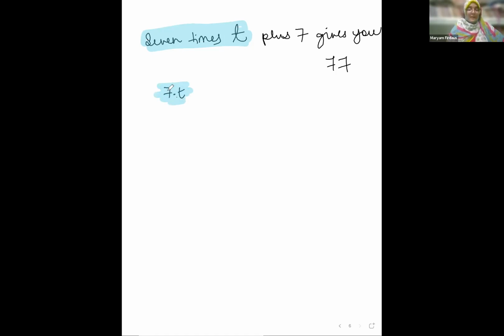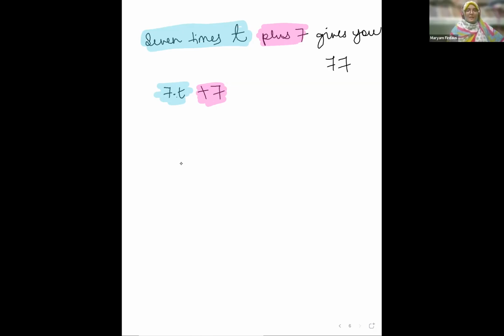Next, plus 7. Next is this part, plus 7. How will you do plus 7? You will just write plus 7 here. So you remember, you have to translate it word by word. Don't let the whole statement confuse you.